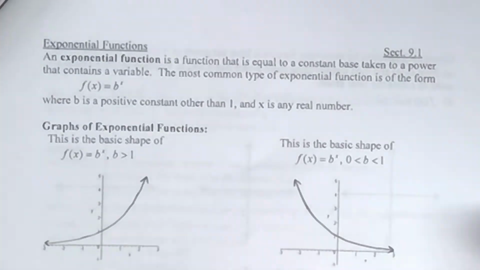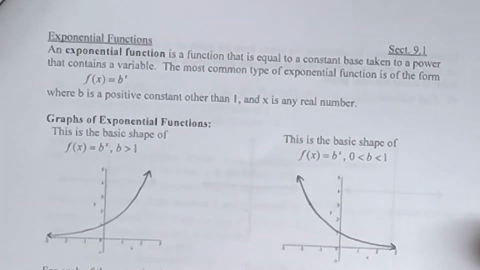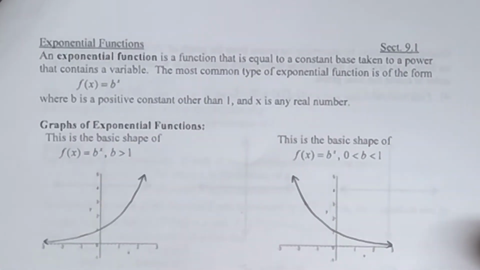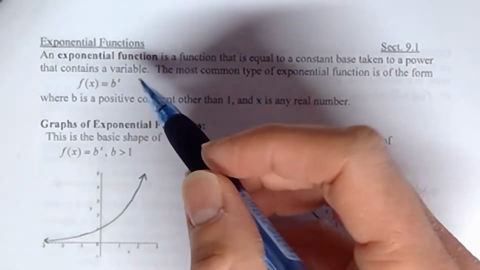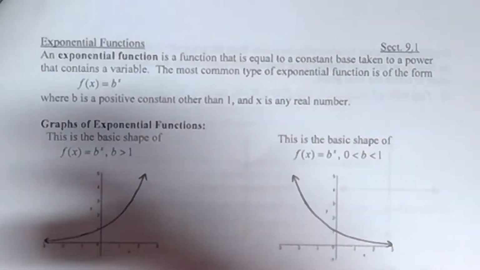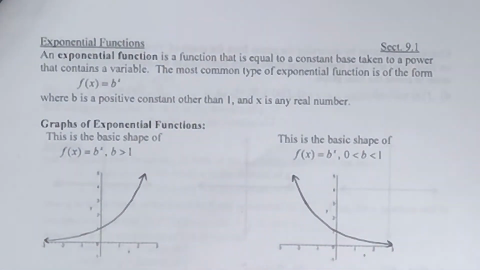This is the first time that we're going to see variables inside of an exponent. Variables, and that's going to be a big thing in this whole chapter. Variables in your exponent. I'm going to start out as basic as we can here. We're going to look at this thing called an exponential function. And the reason why they call it exponential is because the variable is in the exponent, thus exponential.